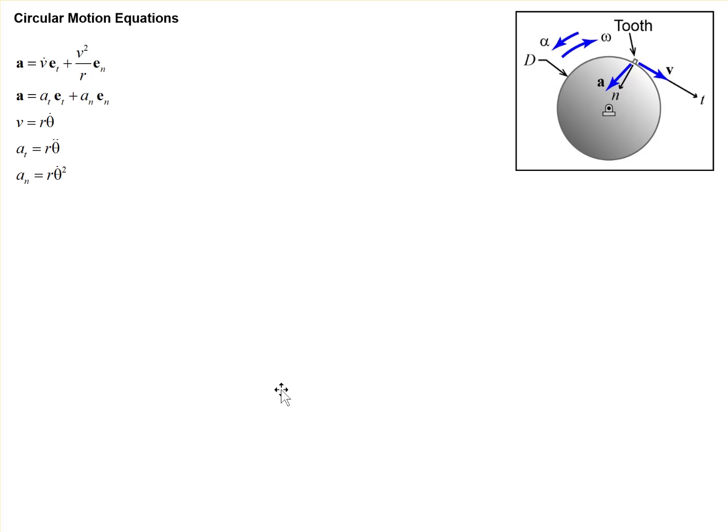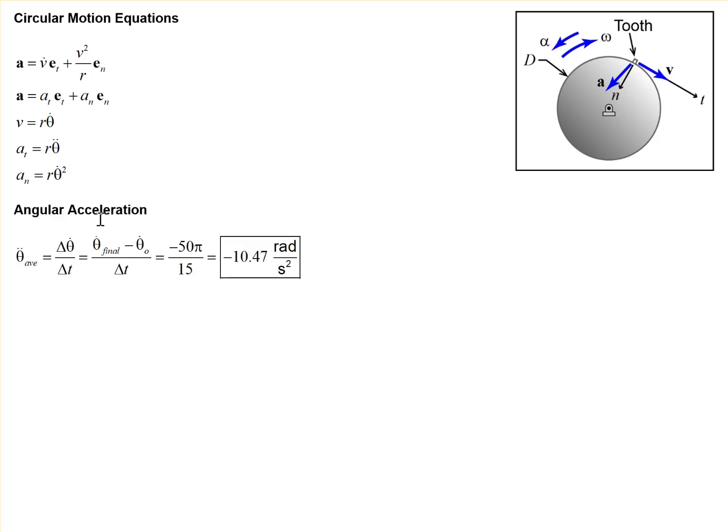All right, this is a circular motion problem. So we can use the general NT acceleration equation if we want, or we can simplify it using the circular motion equations where V is given by R theta dot, the tangential acceleration is R theta double dot, and the normal acceleration is R theta dot squared.